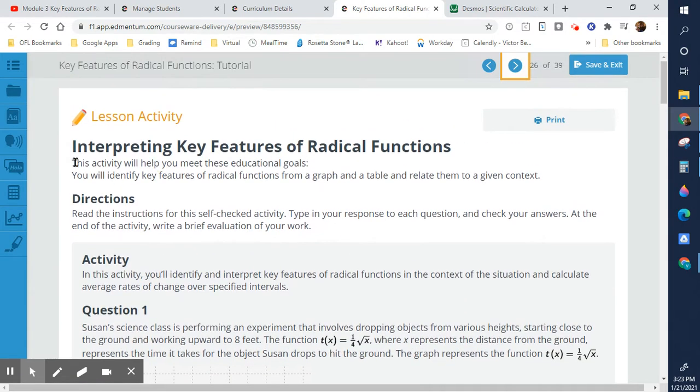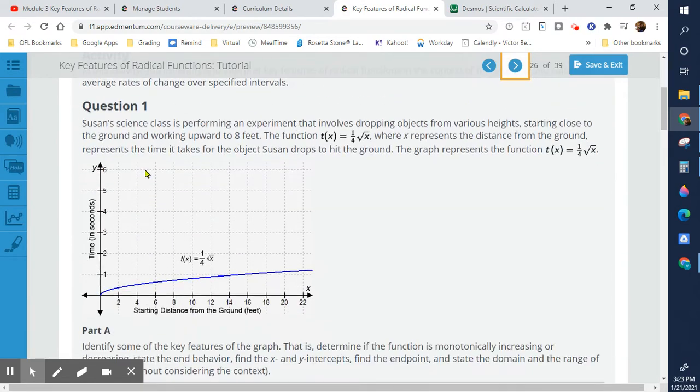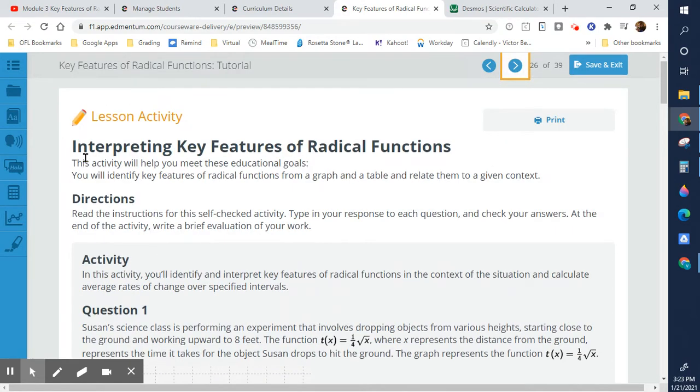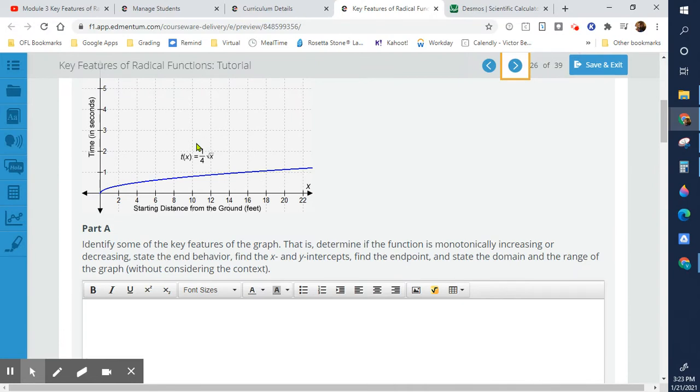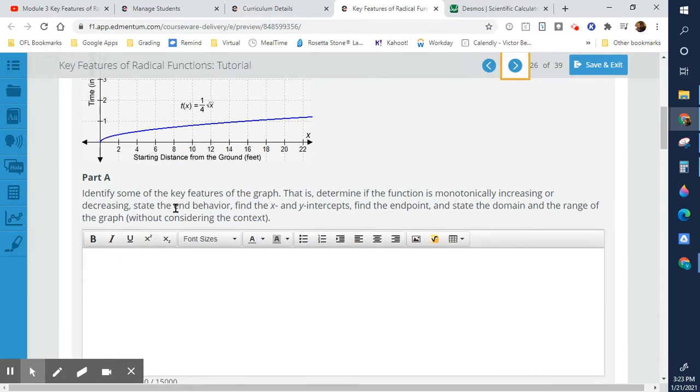All right, so let's do an interpreting key features of rational functions activity. So let's do our lesson activity. All right, so identify the key features of this graph. All right, so key features here, we're going to determine whether the function is increasing or decreasing.